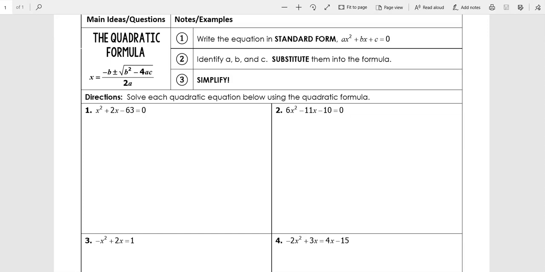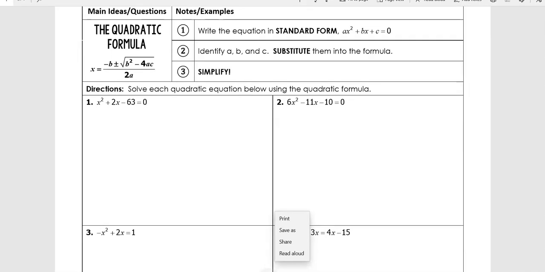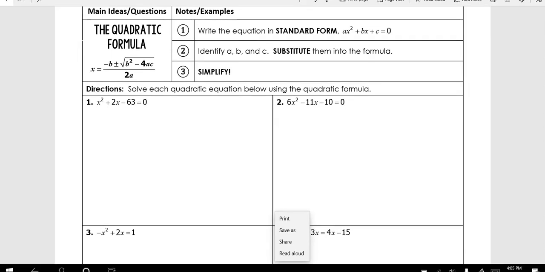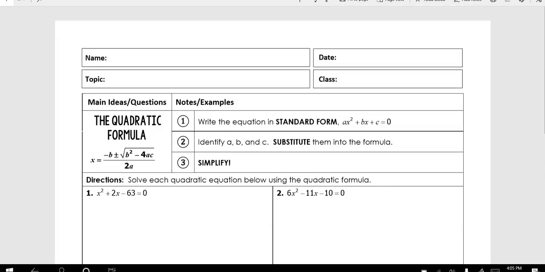Hey guys, I'm checking in to let you know we're going to go ahead and do our next lesson. This lesson is going to be over solving quadratic equations using the quadratic formula. So let's go ahead and get started.